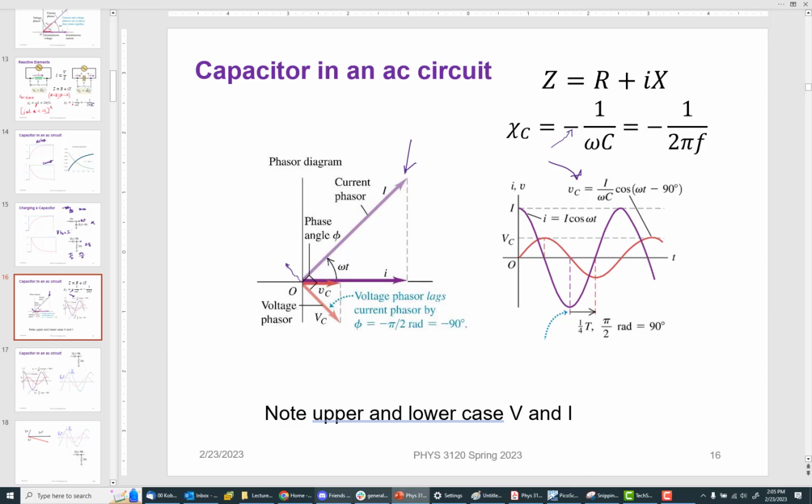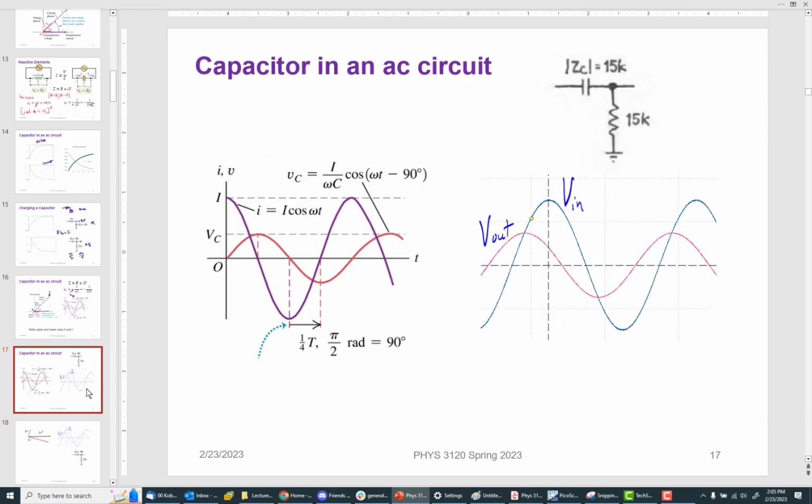So now let's take a look over here. It's the same as here. And now, once again, I'm measuring the voltage across the resistor. That's V out. And it looks perfect, right? I noticed that the V out, the current, is lagging behind the V in.